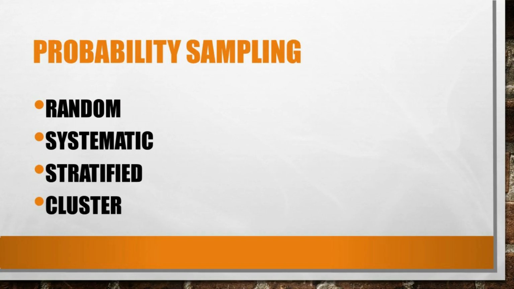Okay, puntahan muna natin itong probability sampling. So when we talk about probability sampling, it has different types. We have the random, we have the systematic, we have the stratified, and we have the cluster type of sampling. So tingnan natin itong mga different types of sampling. So we have the simple random sampling.